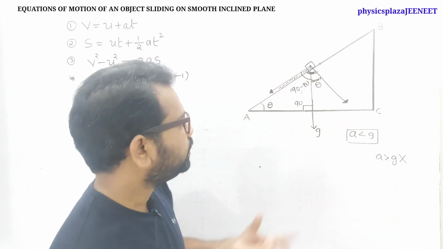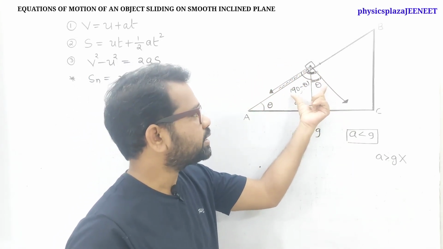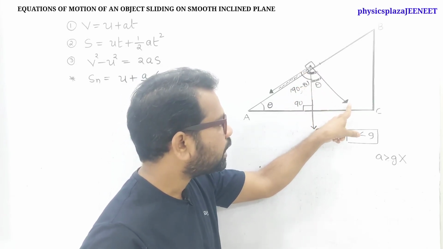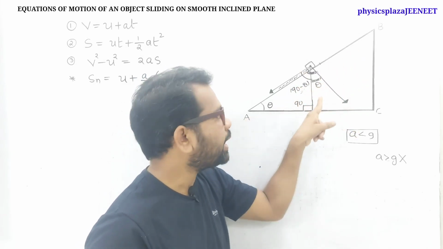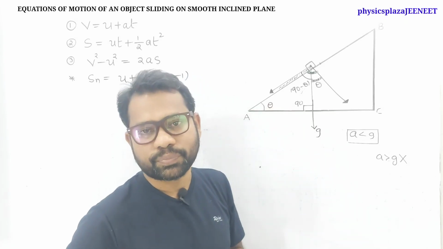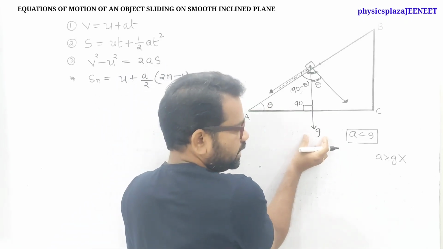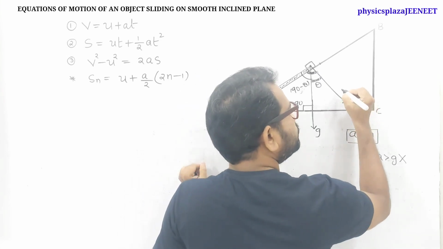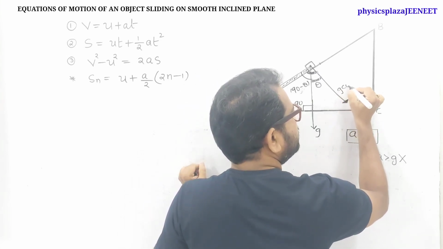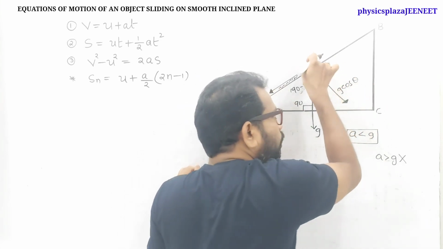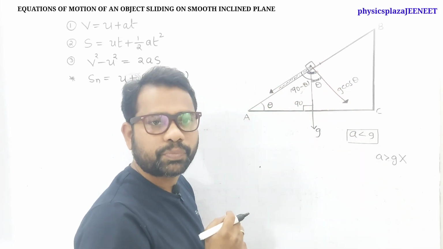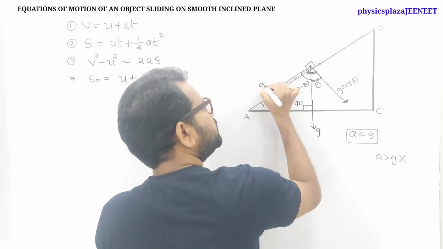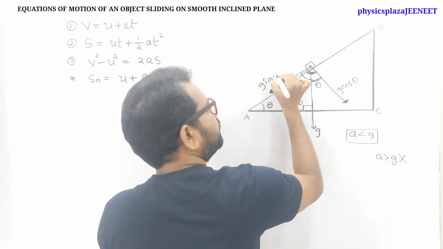This should be theta. So the sum total will be 90 minus theta plus theta, which is 90, because this is a normal, children, a perpendicular line drawn to AB. So the angle must be 90 only. Now, as this resultant is making angle theta with this axis, G cos theta will be along this line only. And obviously, as it is G cos theta, this is going to be G sin theta. Children, don't get confused.